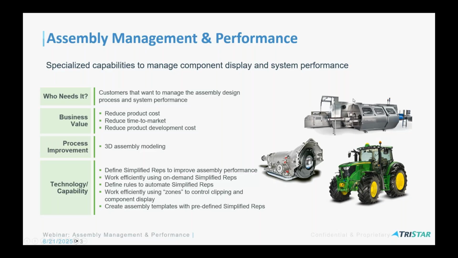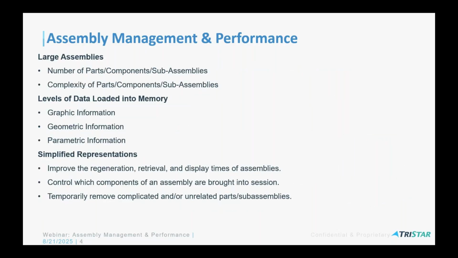When we think about a large assembly, it's mostly considered the sheer number of parts, components, and sub-assemblies in an assembly. So if you have an assembly that might be thousands of parts, that would be considered a large assembly. But also the complexity of those parts, components, and sub-assemblies makes a large assembly as well. If we have parts that have thousands of features in them, and then we have maybe 100 of those parts, that would still be considered a large assembly, not because of the number of parts, but just because of the complexity of the assembly.